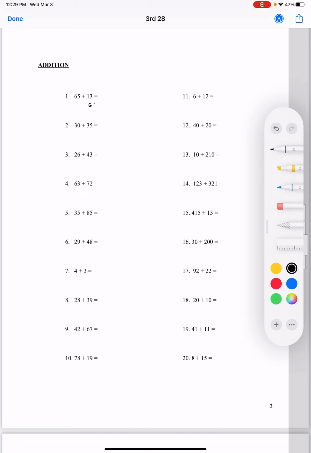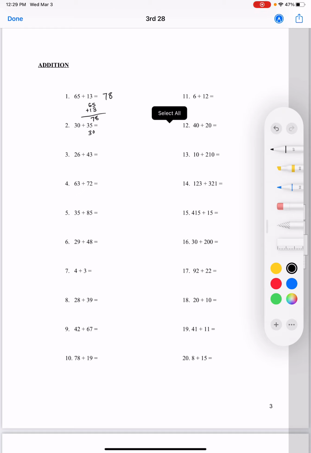So 65 plus 13. It's easier for you to write it in long form, so like the number on top and then on bottom, because this is how you do this. So 5 plus 3 is 8, 6 plus 1 is 7, so the answer is 78. So you can break it down to have simpler numbers.